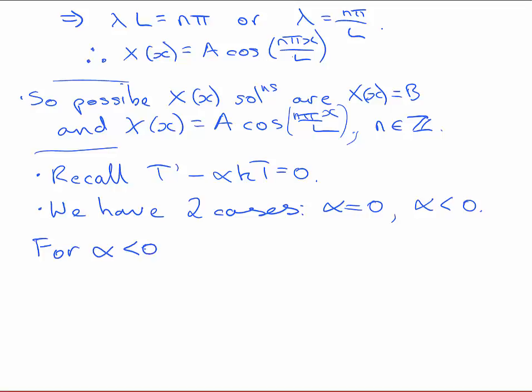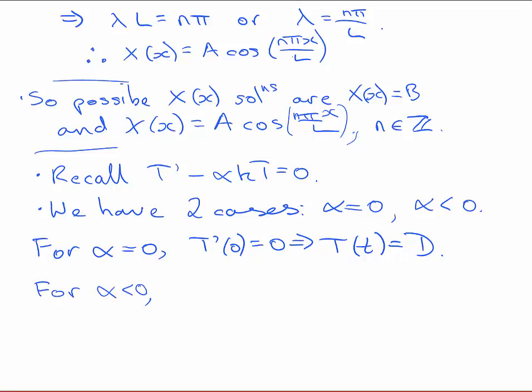Now remember the T equation, T dash minus alpha k T equals 0. We've still only got those two cases because we've ruled out alpha greater than 0. So looking at alpha equal to 0, T prime is equal to 0, and that's going to tell us that T of t is just a constant. That's the only possibility there.